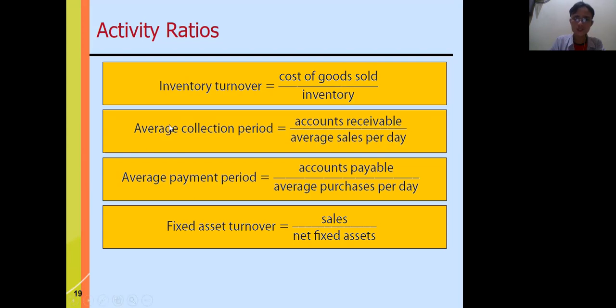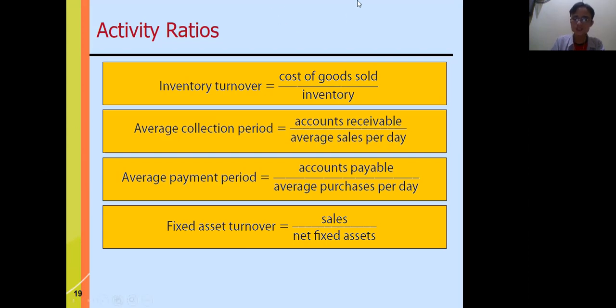For the average collection period, or ACP, also known as days sales outstanding or DSO, the formula would be accounts receivable, the average balance, divided by average sales per day. The average sales per day would depend upon the book, but here we are going to normally use 365 days. Anyway, the question would be telling us. I understand that some books will be using 360 days as business days. Again, it depends upon the agreement, but here we will use 365.